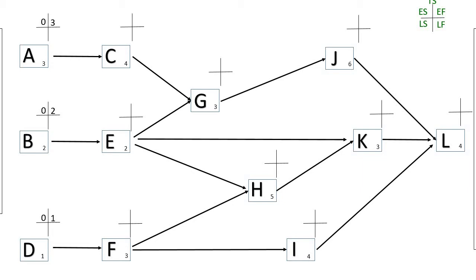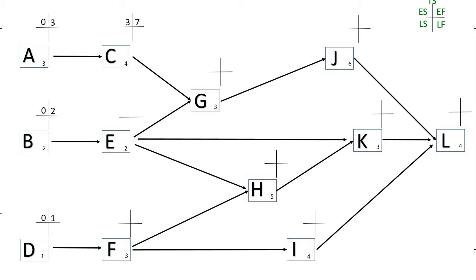Activity A, the earliest that it could finish would be on day 3. So the earliest that activity C could start would be on day 3. So 3 add the duration of C, 4, which would give us 7 days. So the earliest that activity C could finish would be on day 7.